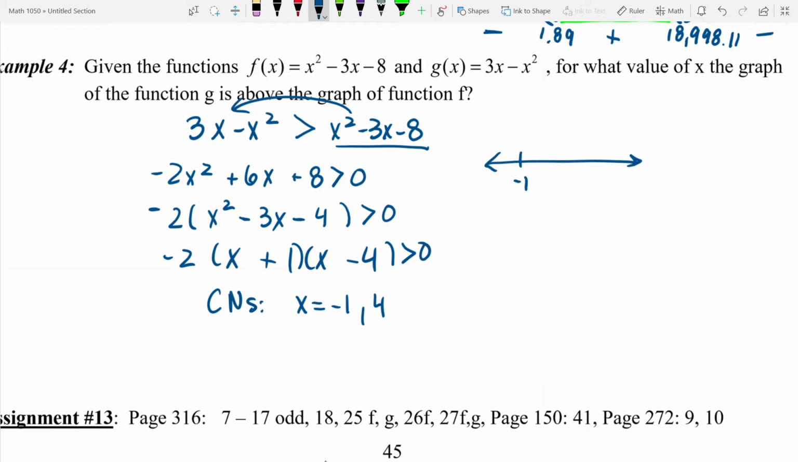Negative 1 on the left. Positive 4 on the right. No equal sign. My circles are open. Will everybody stop right here for a second? Listen what I'm afraid of. I'm afraid you're going to do this, and it will make me so sad. I'm afraid you're going to say greater than means outside. I'm so afraid of that.